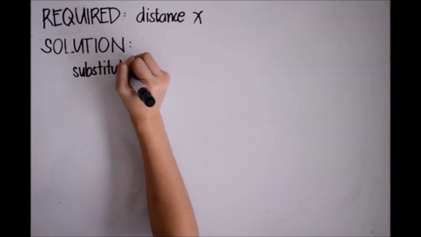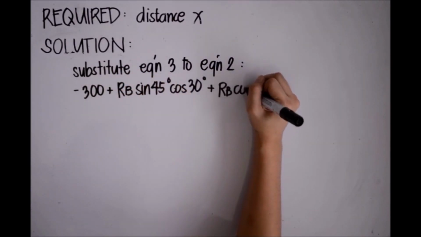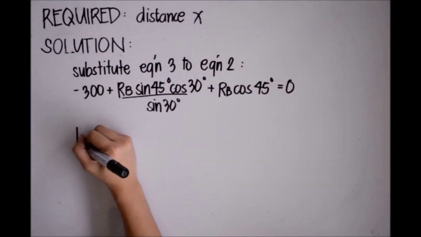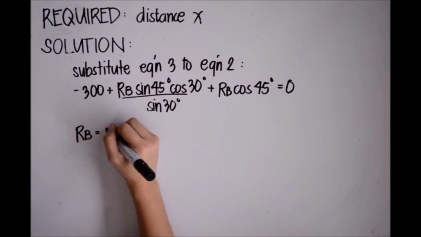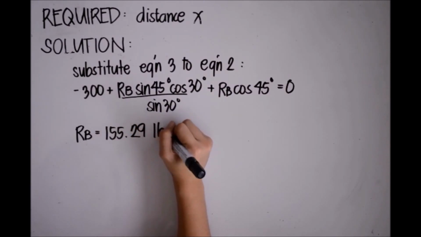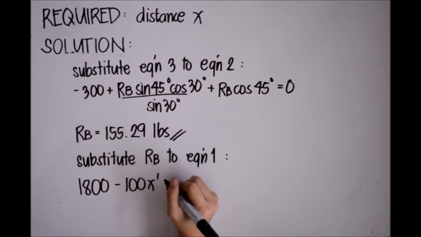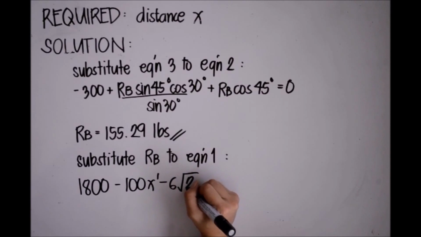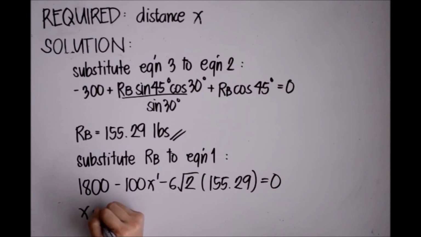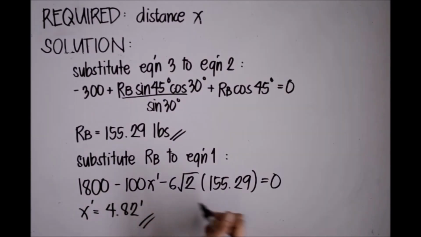Substitute equation number 3 to equation number 2. Negative 300 plus reaction at B sine 45 degrees cosine 30 degrees divided by sine 30 degrees plus reaction at B cosine 45 degrees is equal to 0. Reaction at B is equal to 155.29 pounds. Substitute the value of reaction at B to equation number 1. 1800 minus 100x minus 6 square root of 2 times 155.29 is equal to 0. Distance x is equal to 4.82.